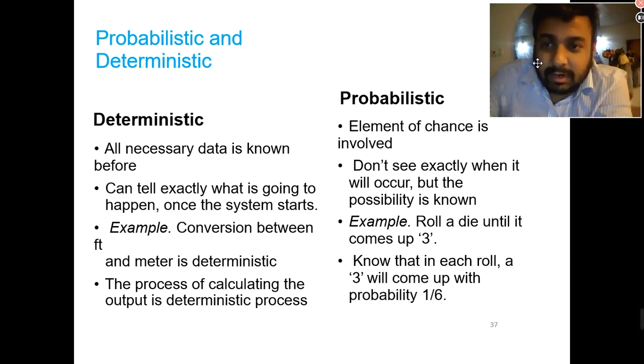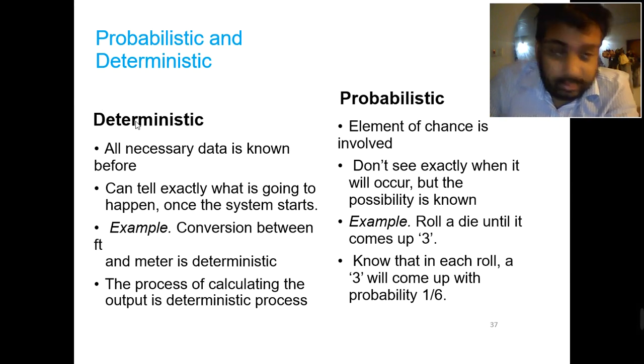Since we need a lot of things in order to run the reservoir simulation, we divide our parameters or data into two main sections. One is the deterministic, which we are sure about, and some of them are probabilistic, which we are not sure about. For example, if you convert from feet to meter, it is deterministic. You are sure that this is the result we have.